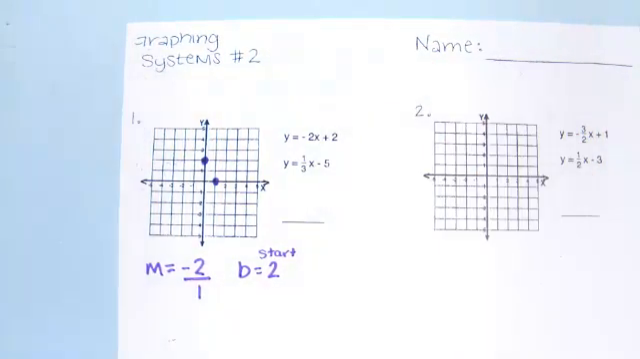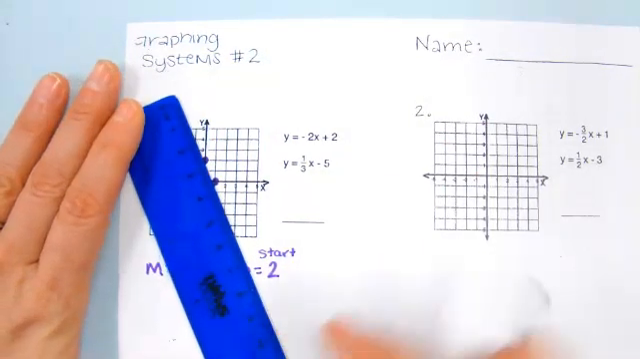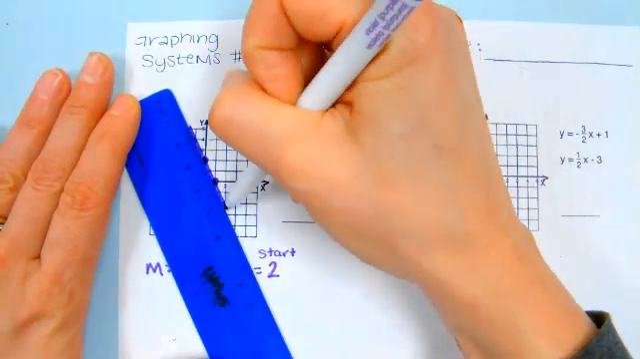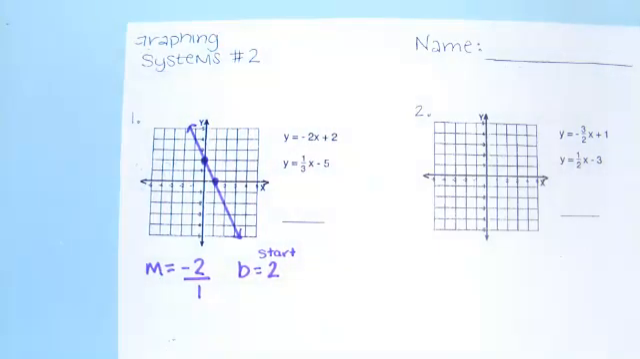And then you want to take your ruler, or you can use the side of your folder or something straight, line that up with one of them, and then draw your line through. So that's halfway done already. Then you want to do the second graph, okay?